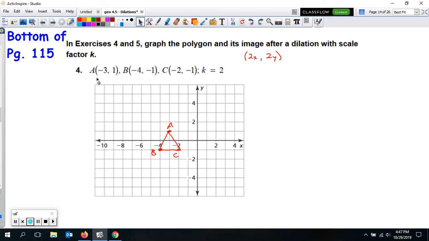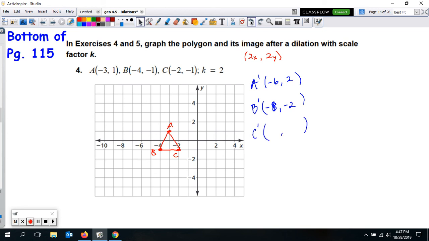So for A prime, it's going to be -3 times 2, which is going to give us -6 for that x point. And then 1 goes in here. 2 times 1 is 2, so there's our A prime point. For B prime, we're going to take -4, plug it in here. 2 times -4 is going to give us -8. And take the -1, put it here. 2 times -1 is -2.